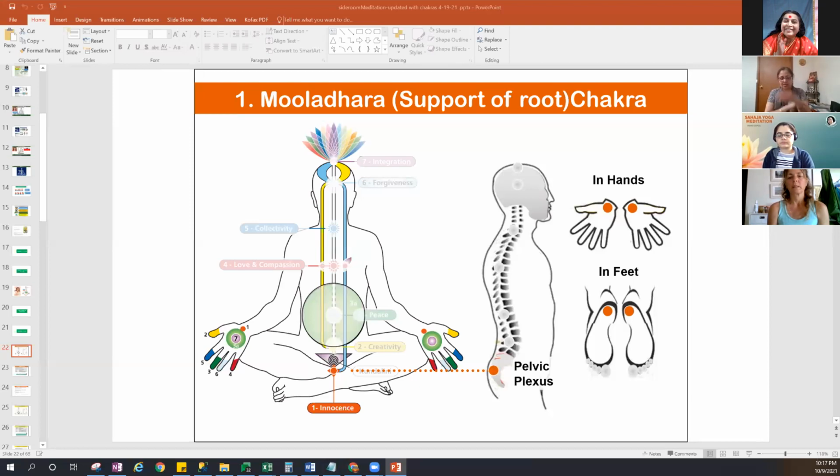In our hands, it's down at the bottom, at the wrist here, and on our feet, it's, what do you call that? A heel. Yes. It's at the heel. So physically, those are the two positions.